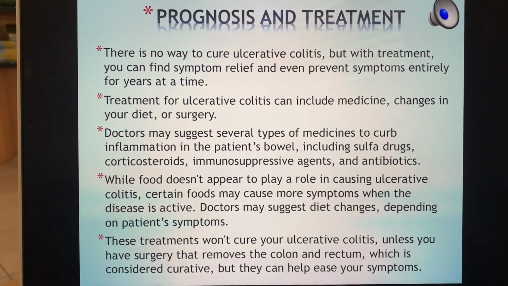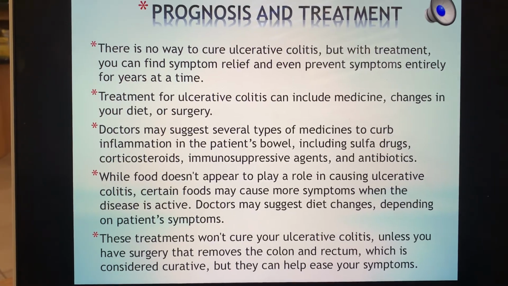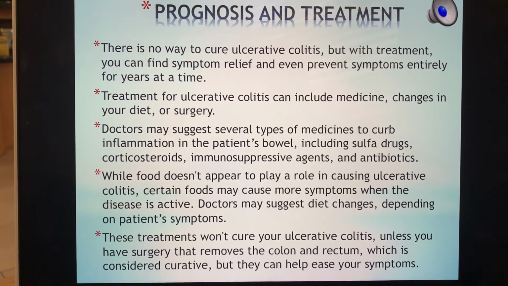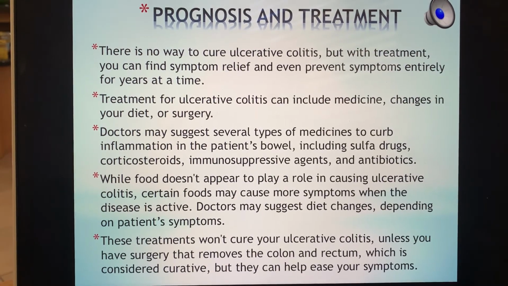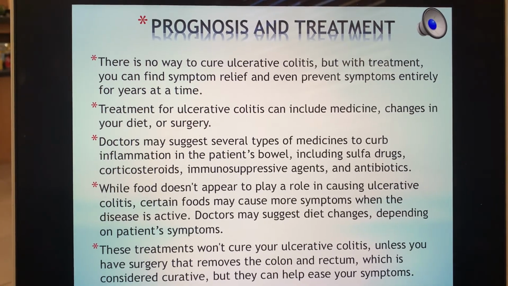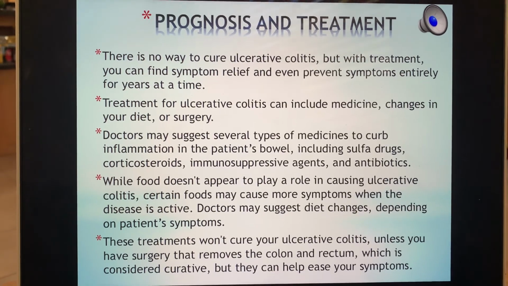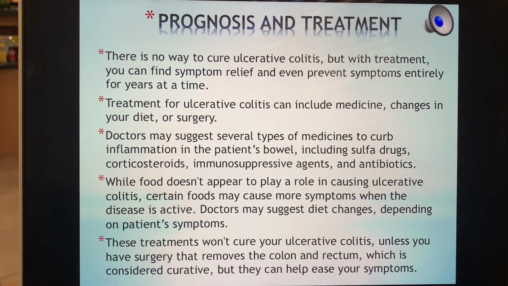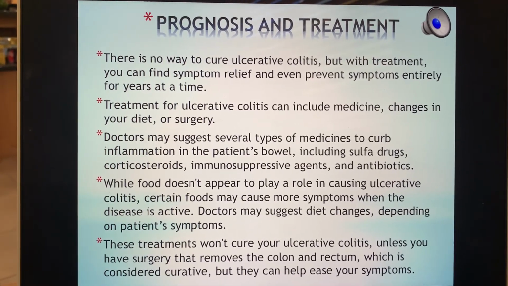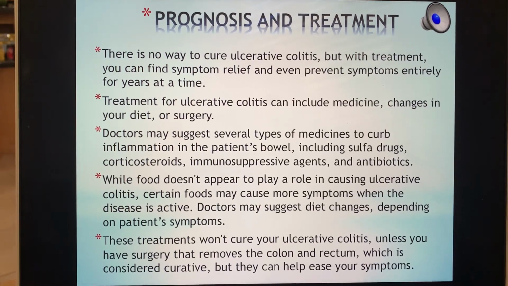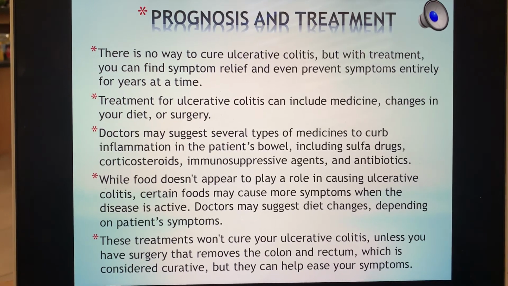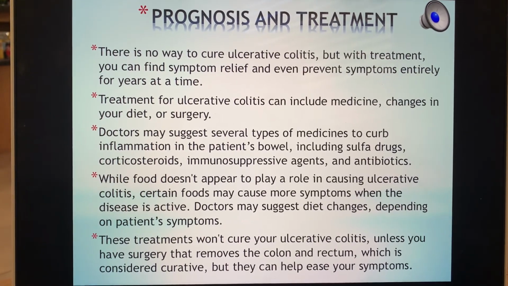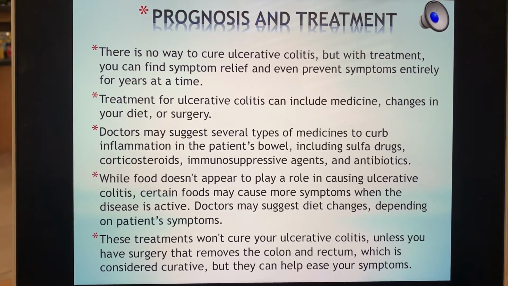There is no cure for ulcerative colitis, but with treatment, you can find symptom relief and even prevent symptoms entirely for years at a time. Treatment for ulcerative colitis can include medicine, changes in your diet, or surgery. Doctors may suggest several types of medicines to curb inflammation in the patient's bowel, including sulfa drugs, corticosteroids, immunosuppressive agents, and antibiotics.